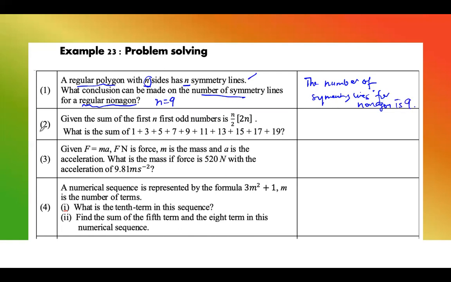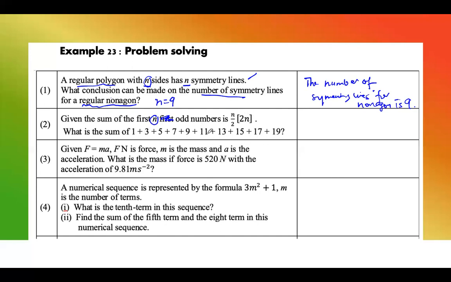Okay, number 2, given the sum of the first n odd numbers is n squared. The n here means the first n odd numbers. So you can see here 1 plus 3 plus 5 plus 7 plus 9 plus 11 plus 13 plus 15 plus 17 plus 19. What is the sum? So actually you can use calculator to find out, or you can use this formula.